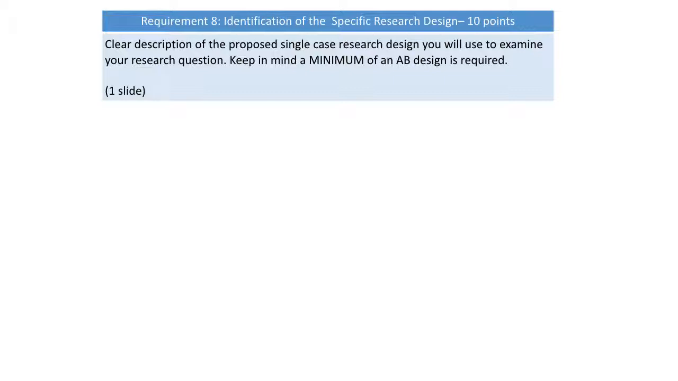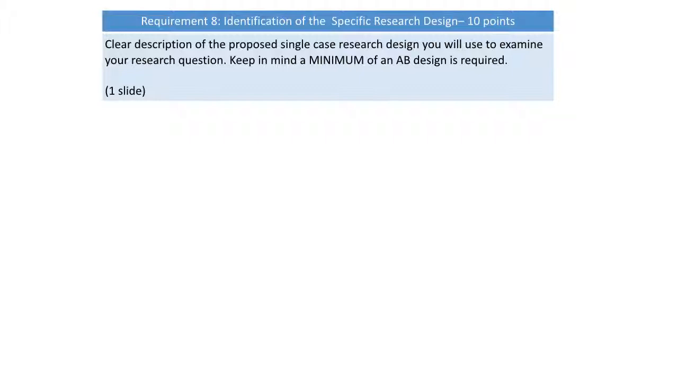We went over 3 research designs in class: the AB design, the ABA design or the withdrawal design, and the multiple baseline design. We'll be covering additional, more complex research designs when we meet next. So maybe you're not quite ready to identify the design that you're going to use, and that's okay. But maybe you are, and maybe you have a clear idea of what that design is going to be. Either way, by the time these proposals roll around, you will need to include the single case research design that you're going to utilize. The minimum is an AB design.